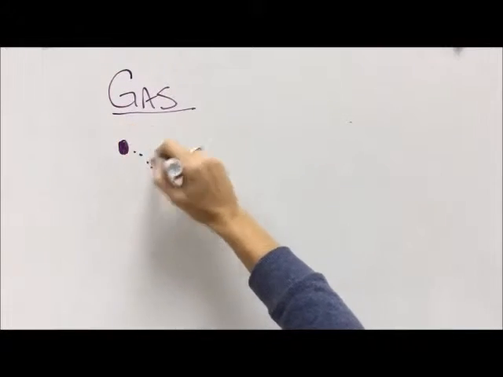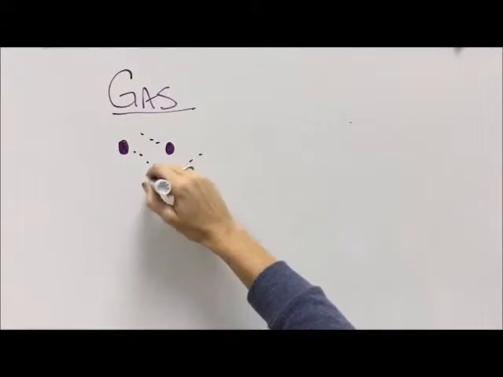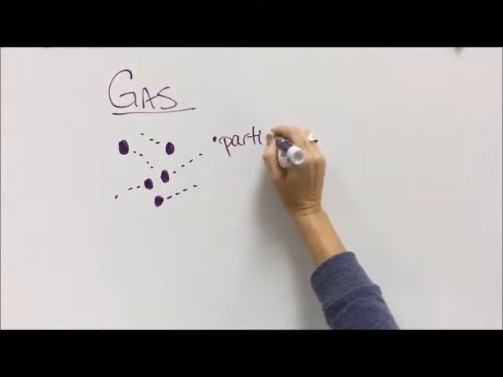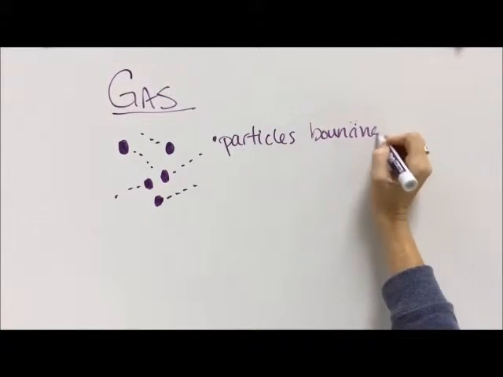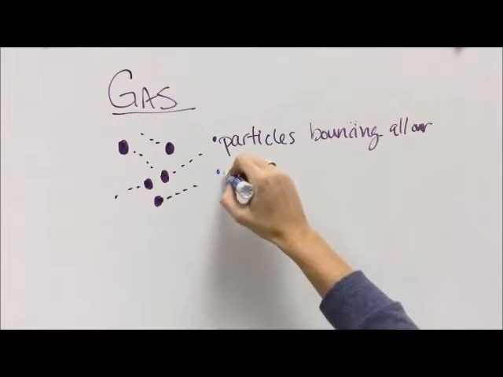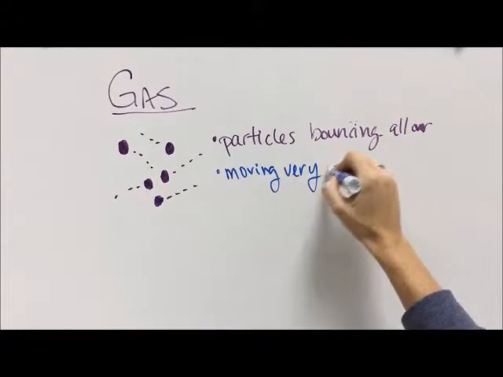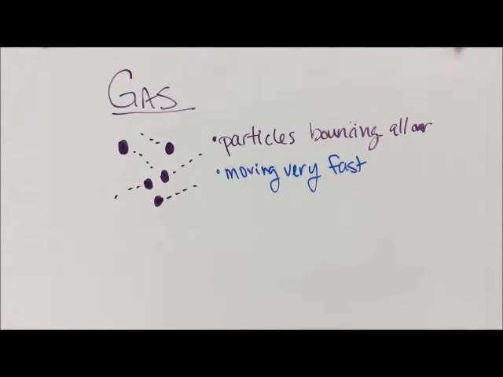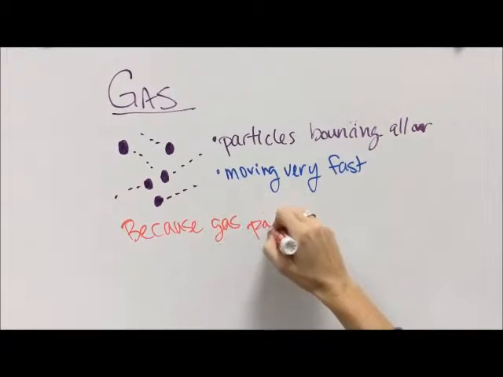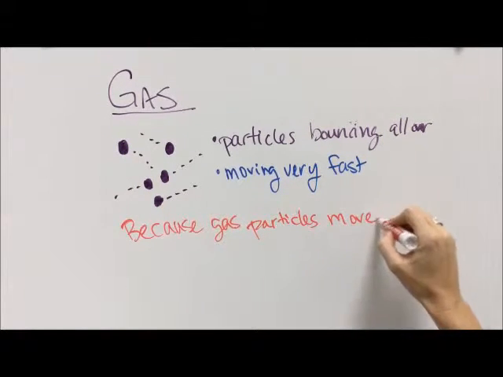Now, with gases, they will take up as much space as they possibly can. They're bouncing all over the place. They slam into each other, but then they bounce off each other. So the particles are bouncing all over whatever space or container that they have. They also move very, very fast because they hit each other, and then they hit the side of the container, and then they hit some other particle. So they're moving all the time, and they're spread as far apart as they possibly can.